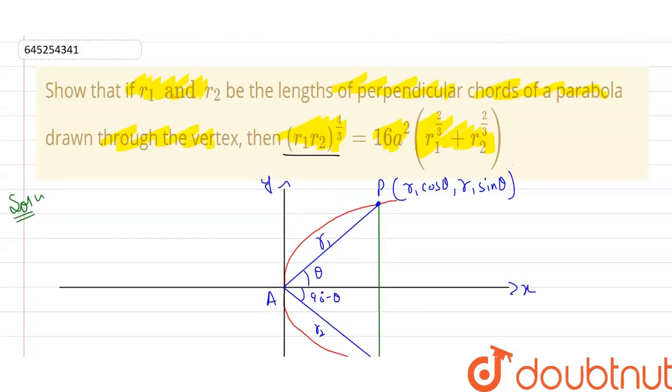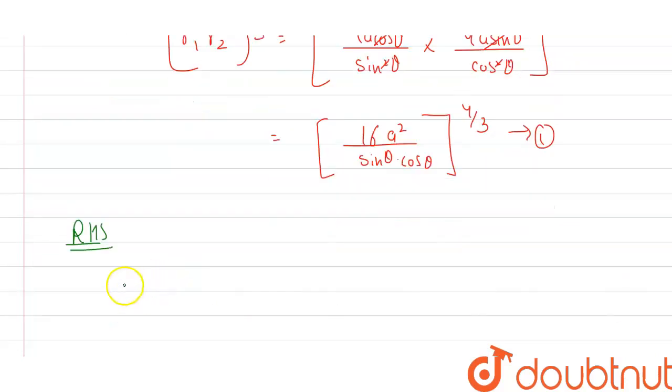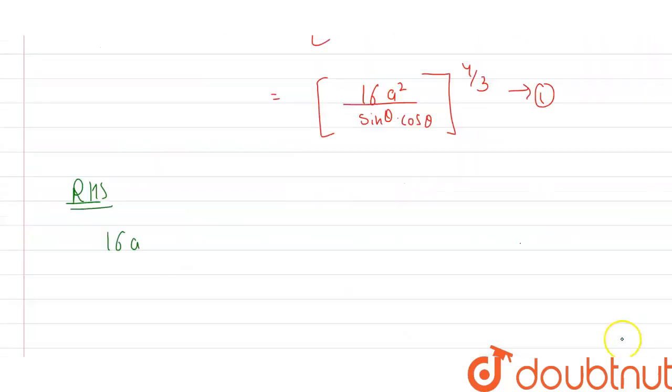Now I'll solve my RHS part, which is 16a square times R1 to the power of 2 by 3 plus R2 to the power of 2 by 3. So first of all, let me write it down here: 16a square, and if I'm not wrong, this should be a square, right? Exactly. So 16a square, and here I have R1 to the power of 2 by 3 plus R2 to the power of 2 by 3.